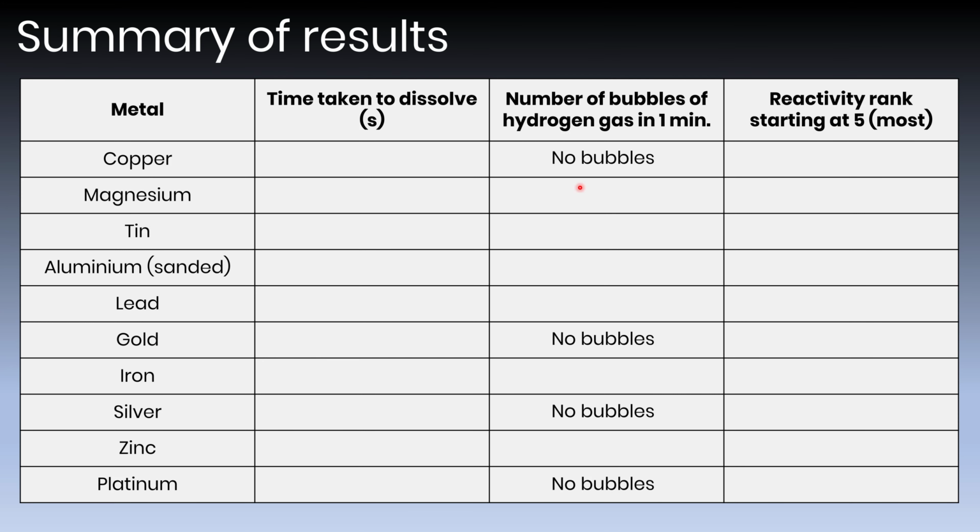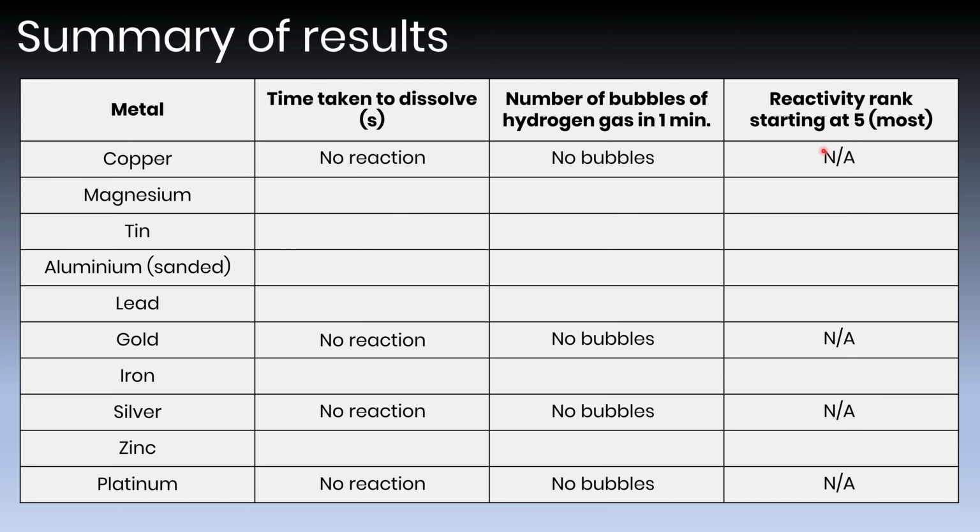First of all, with copper, gold, silver and platinum, we would find that there were probably no bubbles given off in 1 minute. So therefore, they're never even dissolving. There's no reaction really taking place with these. So by reacting these with acid, it would be very difficult to compare these four. So we're going to exclude those from our reactivity rank for now. But what we can infer from this information is that these four metals are the very lowest on our reactivity series. They're the least reactive.